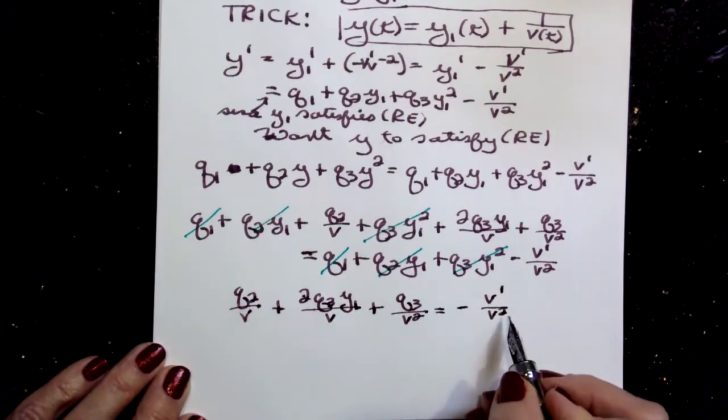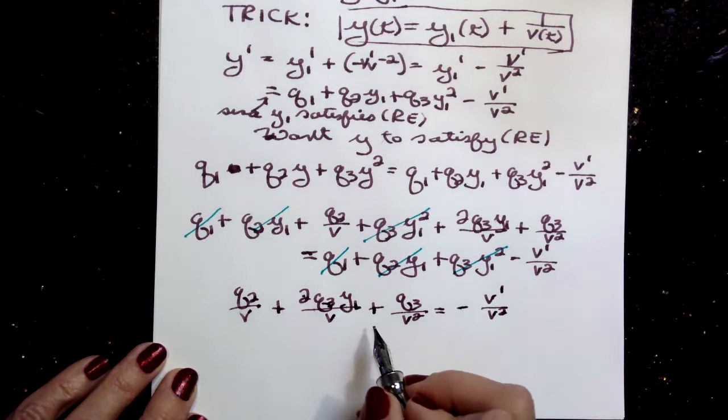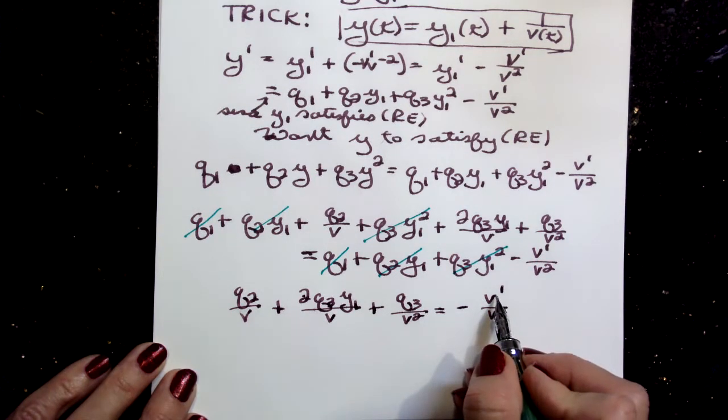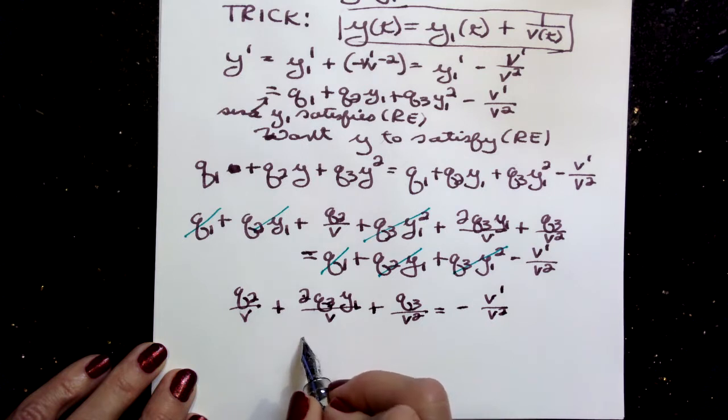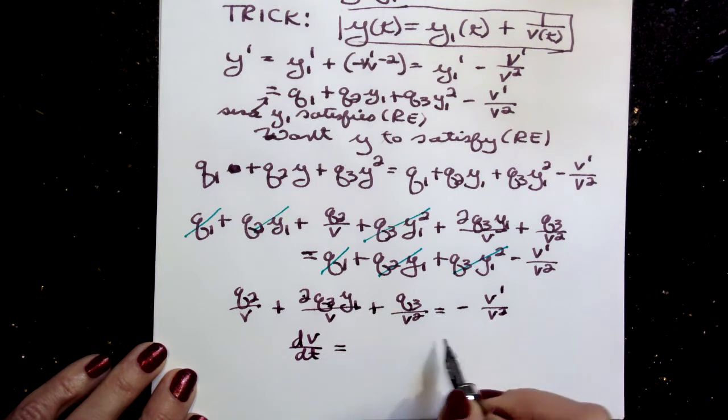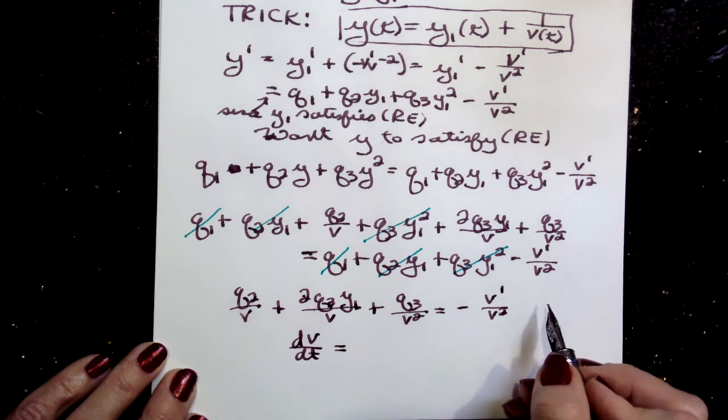So let's multiply by V squared and rearrange. Okay, and I'll write, instead of V prime, I'll write dV dt. So I'm bringing this over here, so I'll have dV dt with a plus sign, bring everything else to the left, and I'm multiplying by V squared.